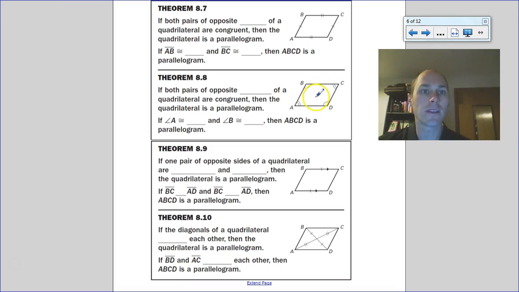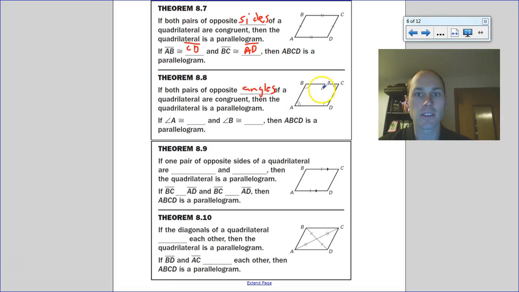So we'll take a look at these 4 theorems and fill those out. The first 2 are converses of those original theorems that we came up with after looking at the properties of parallelograms. If both pairs of opposite sides of a quadrilateral are congruent, then we can say the quadrilateral is a parallelogram. So if AB is congruent to CD and BC is congruent to AD, then we know ABCD is a parallelogram.